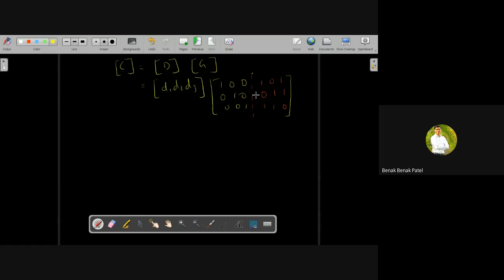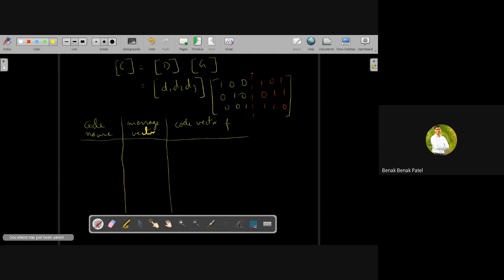In order to do that, let's prepare a table that contains code name as our first column, the second column as message vector, and the third column as code vector for the 6,3 linear block code.